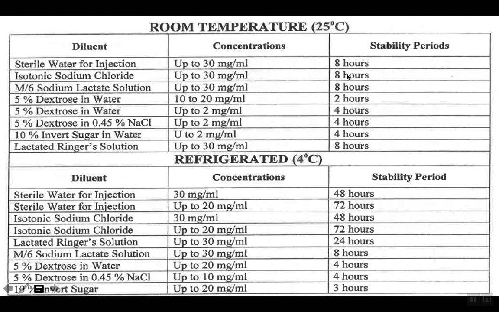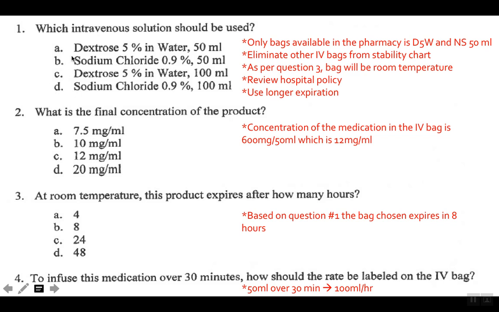Automatically, you have to go with the longer expiration time. So you would choose the sodium chloride bag, and your answer will be B. What is the final concentration of this product? When they say the final concentration of the product, they're referring to the concentration of the medication in the IV bag. So in this case, it's 12 milligrams per ml. So the answer is C.